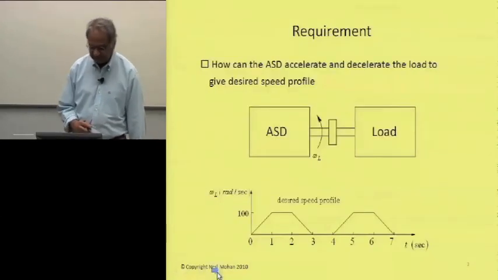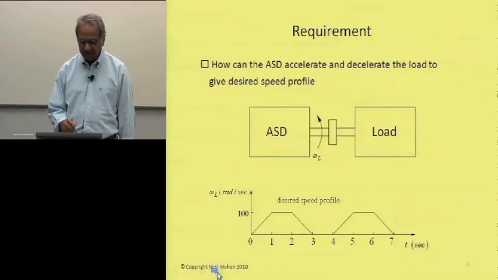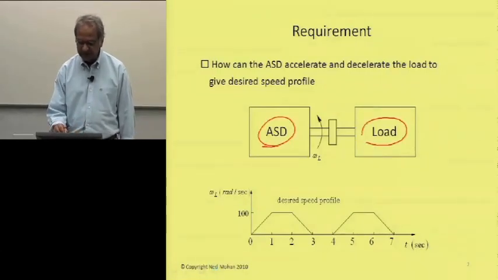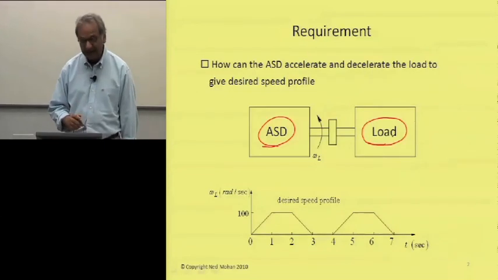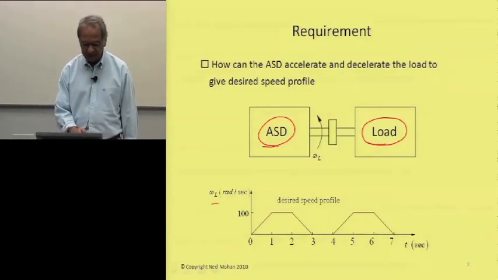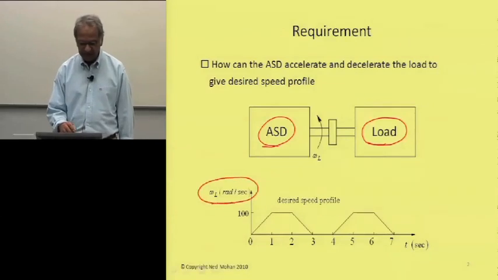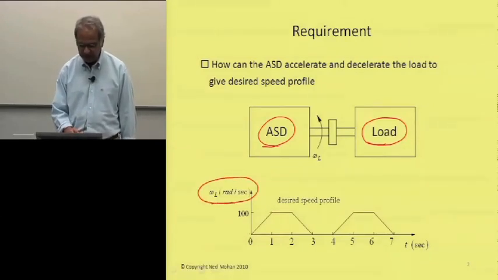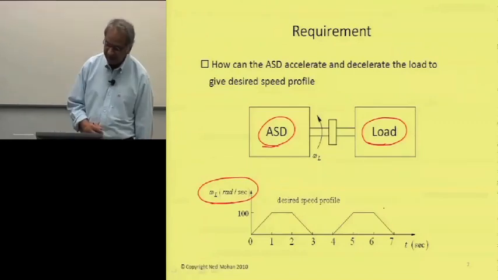So let's start with a very simple case where we have an adjustable speed drive driving this mechanical load over here. And for whatever reason, this load requires this kind of a torque profile. So the speed in radians per second starts from 0, goes up to 100, and then stays at 100, and then comes down to 0, stays at 0, and then it accelerates again, and this profile repeats.